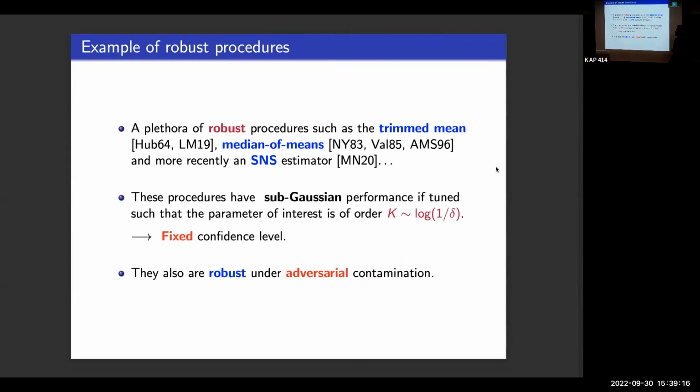Another procedure is called the median of means. In general, the median turns out to be a more robust estimator compared to the average. So what you do there is split your data into buckets, compute averages within each bucket, and then take the median of all these averages. That's what we call the median of means. These two estimators turned out to be pretty good for fixed n.